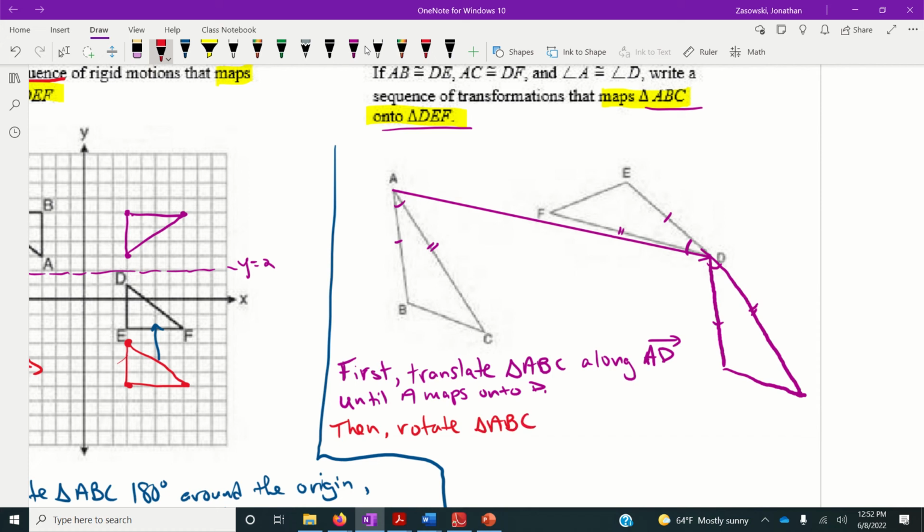Now, because I don't have a graph, I can't just say how many degrees. So we're going to say rotate triangle ABC clockwise, so we need a direction. We need a center. Remember, we're currently on top of point D, so around D. And then when do we stop rotating? Until point B ends up on E, until B maps onto E. Now, you could have said until the triangles overlap, or until B overlaps E. Any of those things will also be fine here.